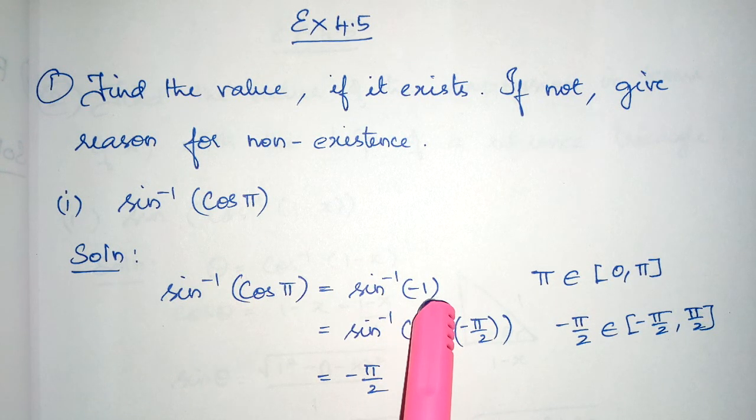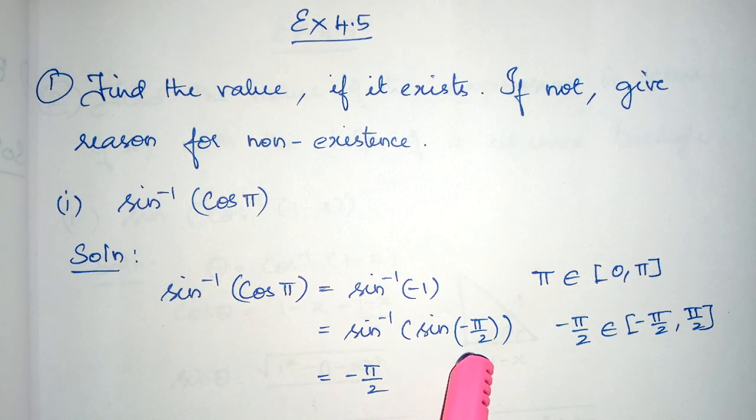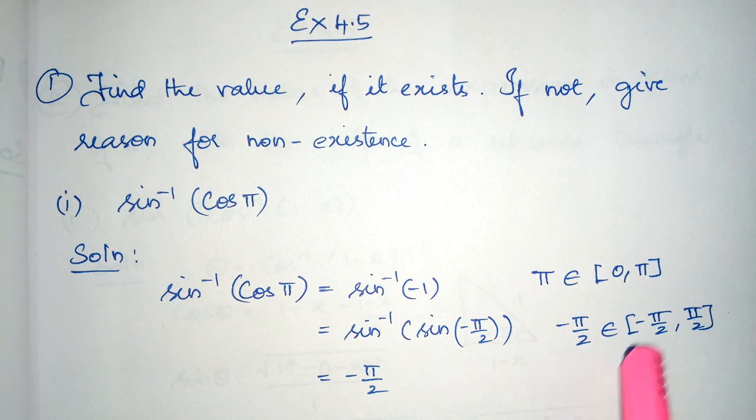So minus 1 can be replaced by sine minus pi by 2. You know that sine minus pi by 2 is minus 1. Now cancelling sine inverse and sine, I have got an answer minus pi by 2. You know that minus pi by 2 belongs to the sine domain, minus pi by 2 to pi by 2. So the answer is minus pi by 2.